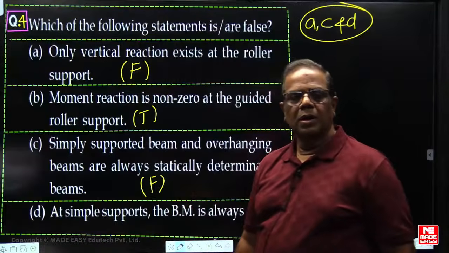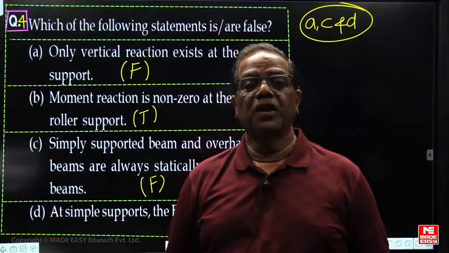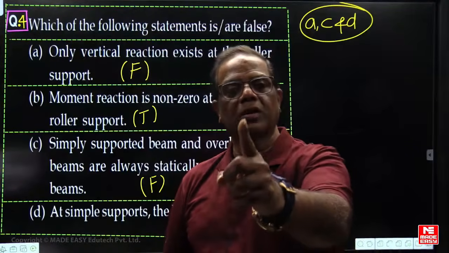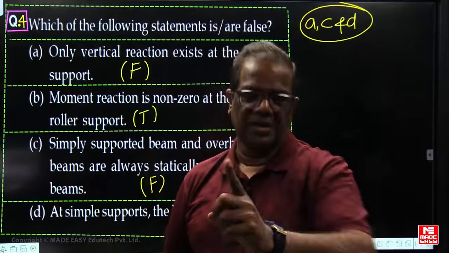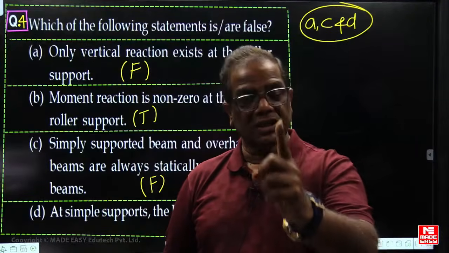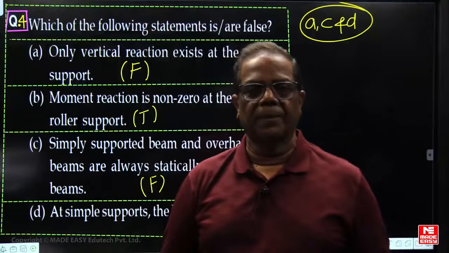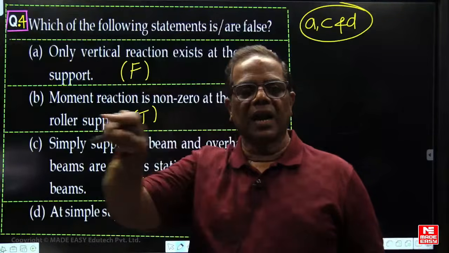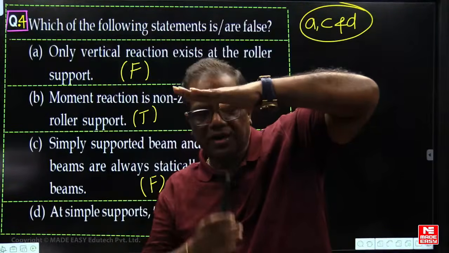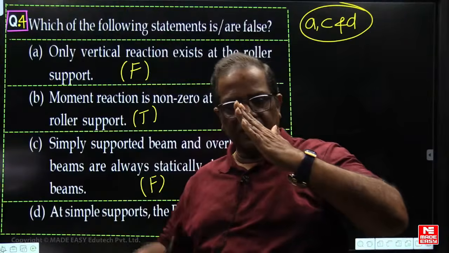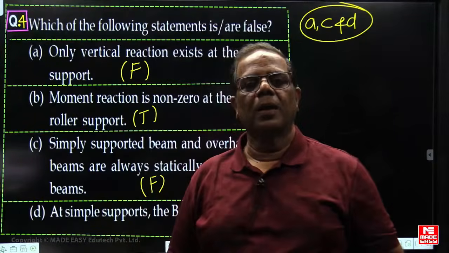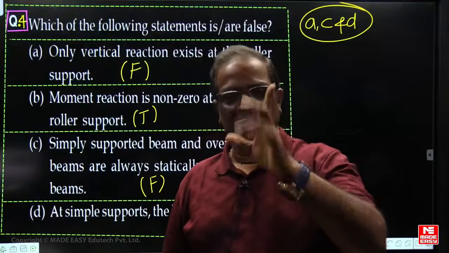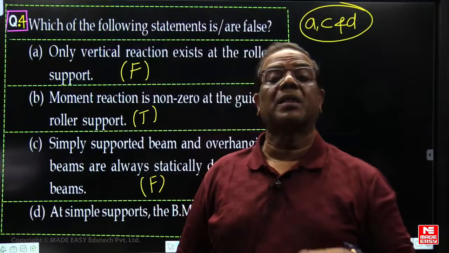Most of the students are taking what now? Roller support need not give a vertical reaction. When do you get a vertical reaction at the roller support? Always at the roller support, the reaction will be perpendicular to the plane supporting the rollers. If the plane supporting the rollers is a horizontal line, then you get a vertical reaction. If the plane supporting the rollers is inclined, the perpendicular reaction becomes one vertical and one horizontal reaction. Always at a roller support you get only one reaction, and that reaction is perpendicular to the plane supporting the rollers.